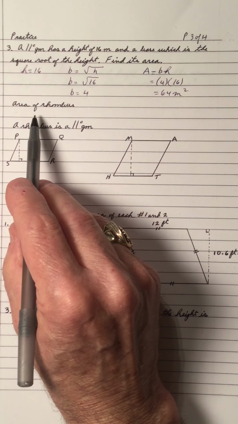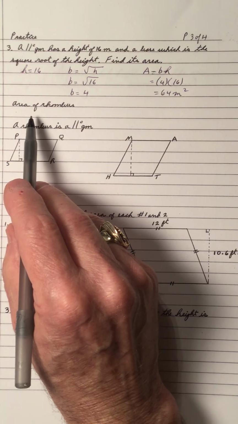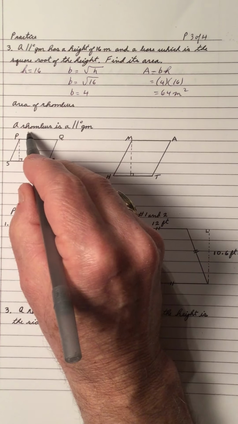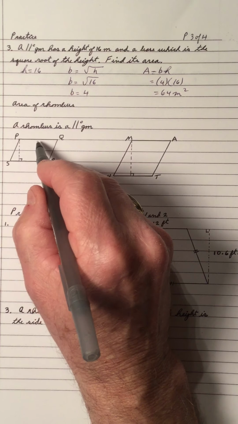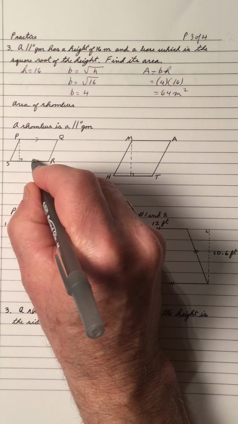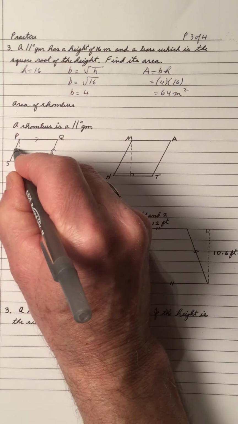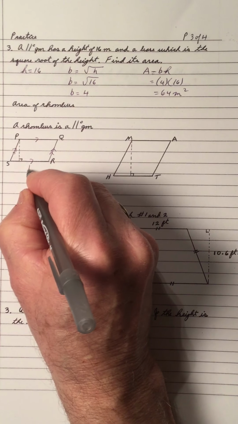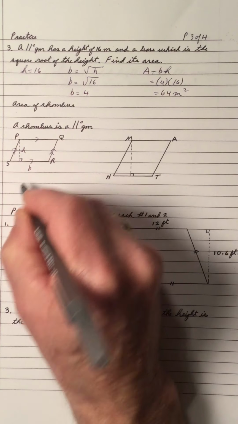Let's continue on to find the area of a rhombus, because a parallelogram and a rhombus areas are found the same. A rhombus is a parallelogram. So this is a parallelogram. Remember, opposite sides are parallel, opposite sides are equal. And this is a base, and this is your height of your parallelogram.